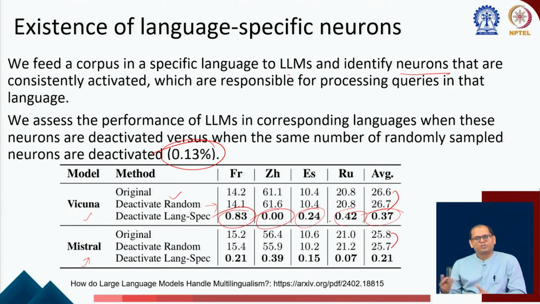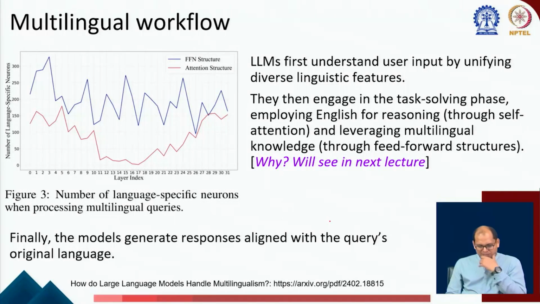So this nearly drops to 0. There is no performance at all. That means these language specific neurons were much more responsible for performing this multilingual task. And then, because they could identify whether the neuron was within the feed forward network or attention structure, they could see how the LLM is really processing. What they identified is that you can again see three phases. First of all, what is the number of language specific neurons?